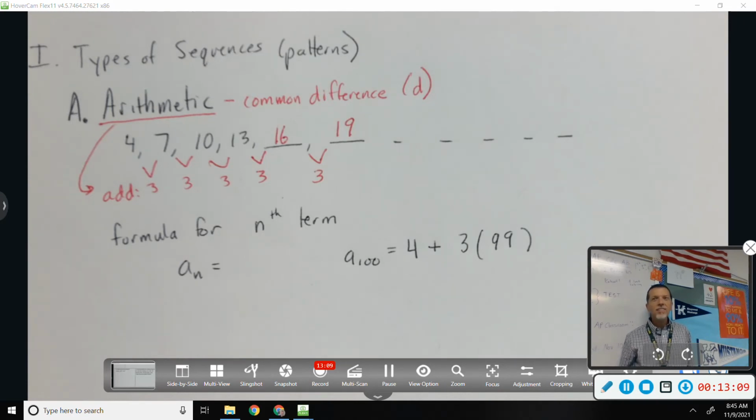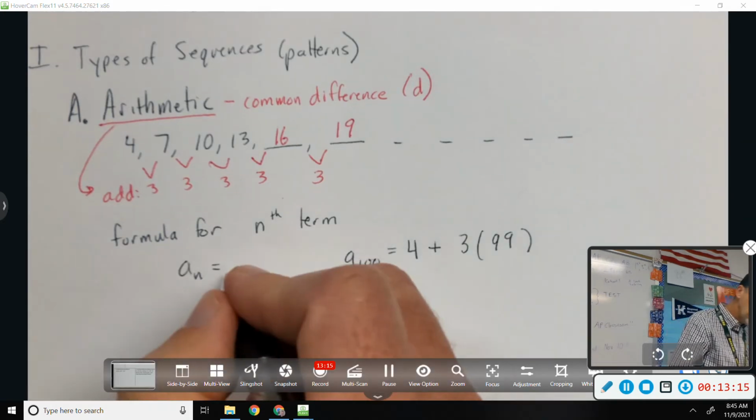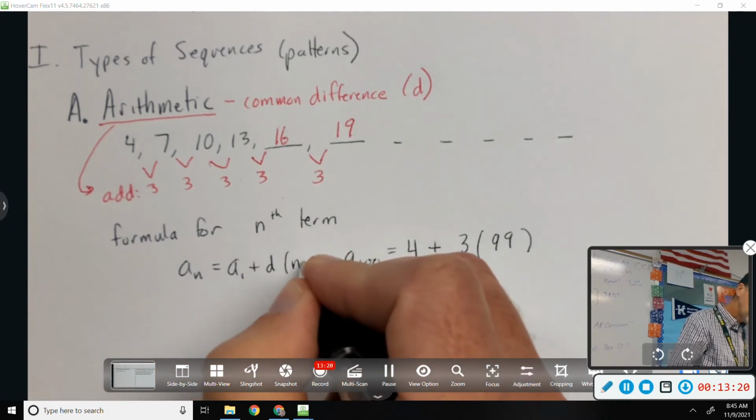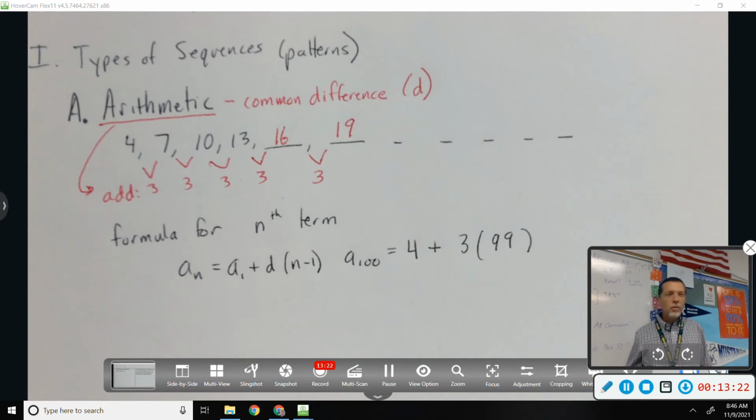If that makes sense, the next 2-3 days is going to be a breeze for you, because that's all we're going to be doing. So generically, it's the first term plus the common difference times n minus 1. Because if you want to land at the 100th step, you're already on step 1. It takes 99 steps to get there.